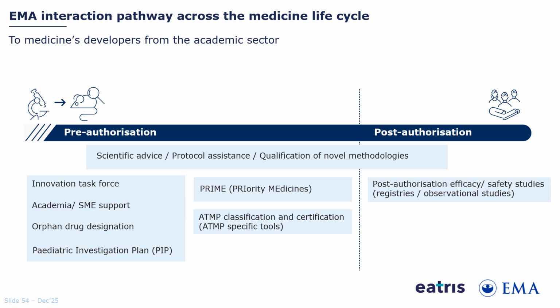The classification procedure confirms whether a product qualifies as an ATMP, especially useful for medicinal products in borderline areas. The certification procedure allows SMEs to submit quality and non-clinical data for scientific evaluation. This helps identify issues early in development and provides reassurance that the development is on the right track.